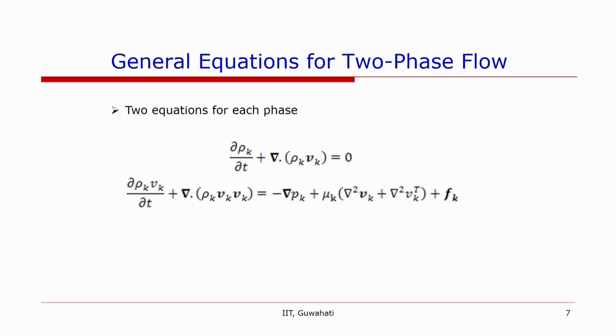So we have the two equations here, the mass conservation and momentum conservation equations. K represents different phases, and it can be phase 1, phase 2. So K is equal to 1 and K is equal to 2, and depending on that, we will have these terms.